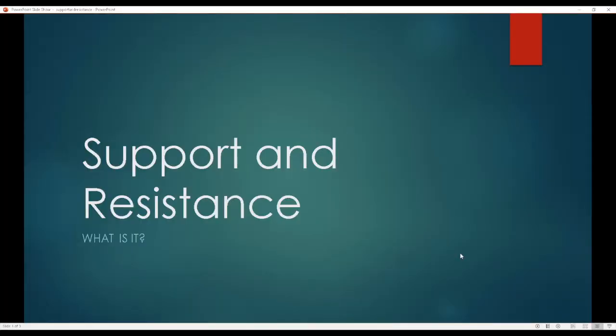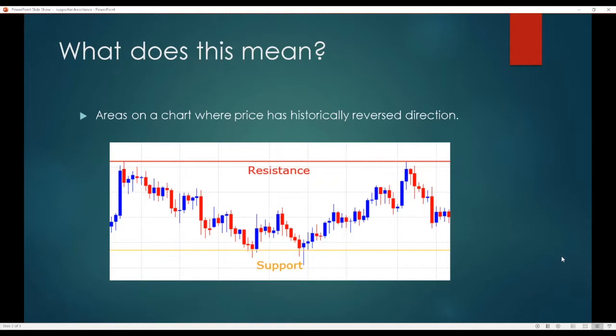Hey guys, so today we're just going to be talking about support and resistance and what that is and how to use it to make some money. So what does support and resistance mean? Support and resistance are areas on a chart where price has historically reversed.